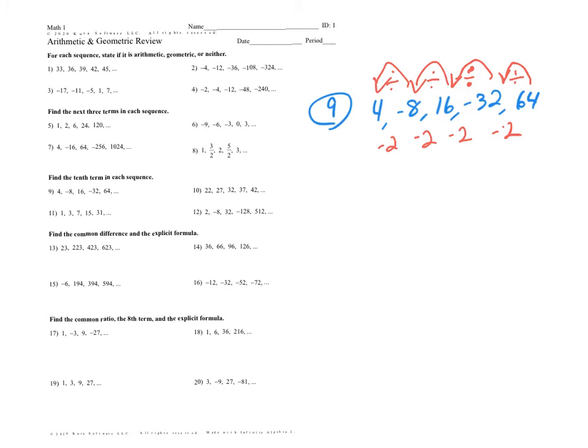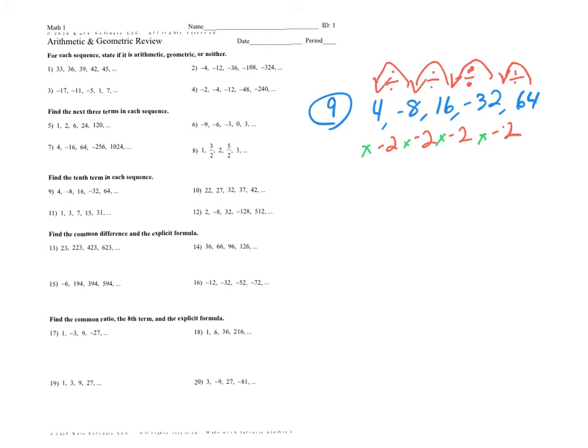If you did the subtraction test first, that's fine. What would happen? You do 64 minus negative 32, and you get positive 96. And then you're going to do negative 32 minus 16, and you're going to get negative 48. So right there is automatically going to show you a big difference in numbers. It's not the same, so it's not arithmetic. What we have here is a geometric sequence where we are multiplying by negative 2 over and over and over again.